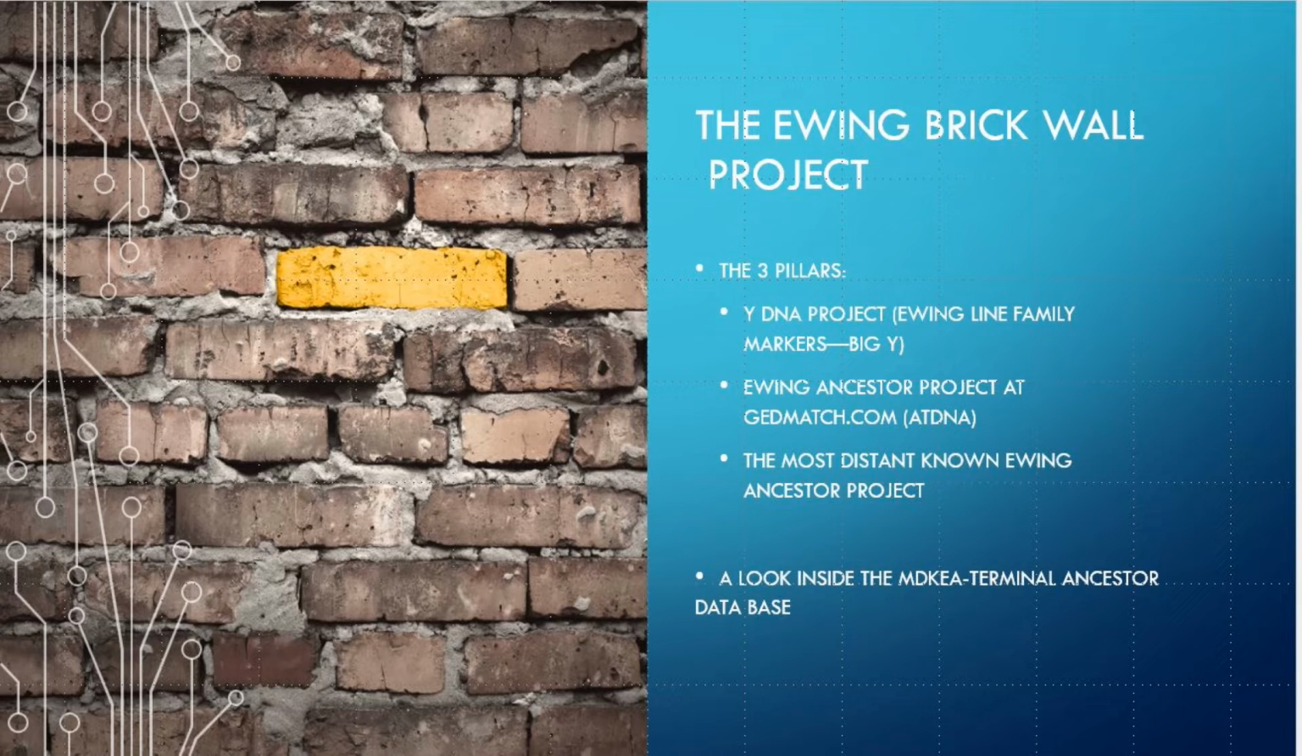Quickly give an overview of the brick wall project. Recall that there are three pillars to it. The Y-DNA project, which is the backbone driven by the big Y piece. The Ewing ancestor project over GEDmatch, which is the autosomal DNA piece of the project, and then the most distant known Ewing ancestor project. This is identifying all the most distant known Ewing ancestors.